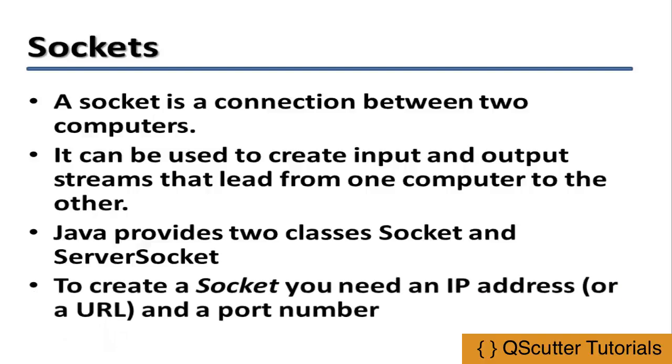To create a socket, you need an IP address or a URL and a port number. If you are using a PC and connecting with another PC, then you have to collect the other PC's IP address. Or if you are using a web server, for example an offline web server like XAMPP or WAMP, then you can use the address of that web server plus a port number, and then you would be able to connect with them.